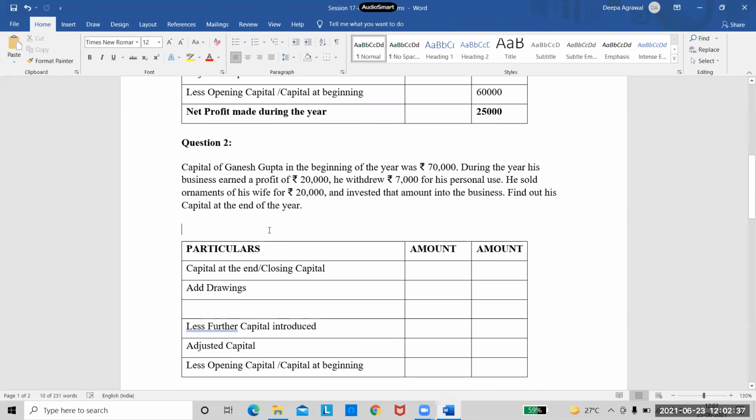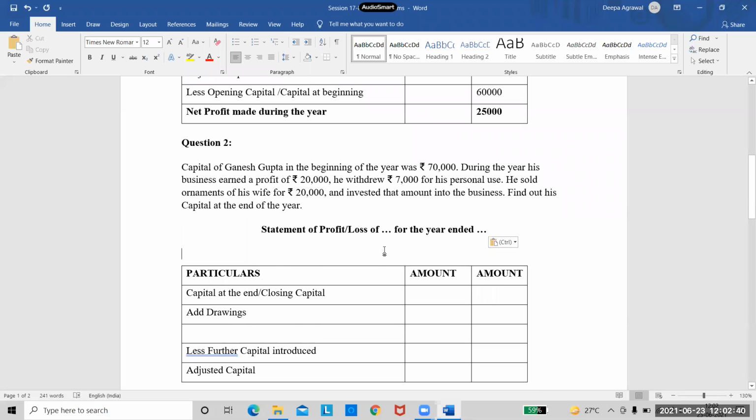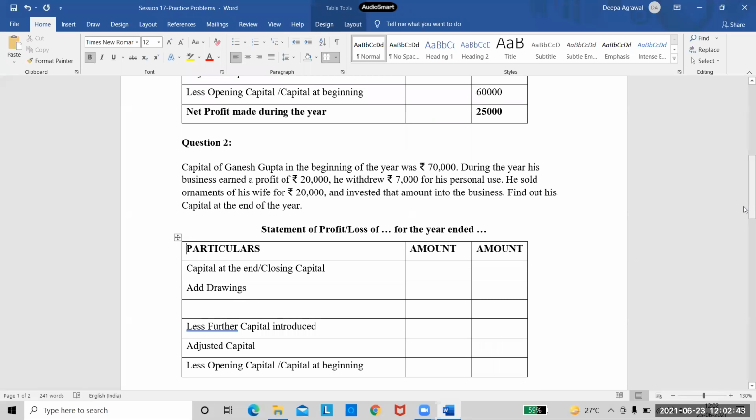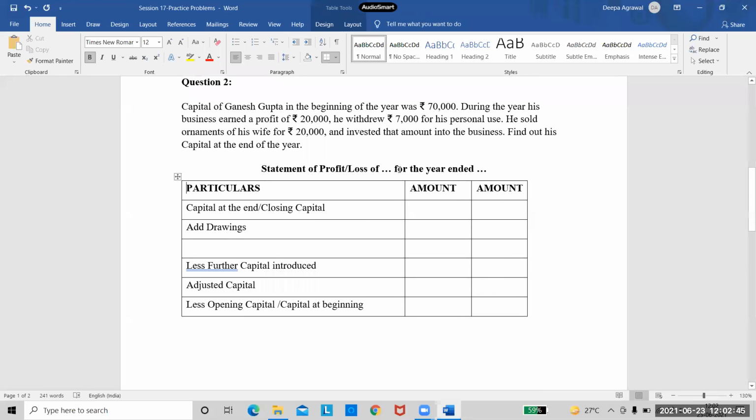So this is our question number 2. Yes, see the second question now. Capital of Ganesh Gupta. So here the name is given, right? So we will write here Ganesh Gupta. Capital of Ganesh Gupta in the beginning of the year was 70,000. During the year, his business earned a profit of 20,000. He withdrew rupees 7,000 for his personal use. He sold the ornaments of his wife for 20,000 and invested that amount into the business. Find out his capital at the end of the year.